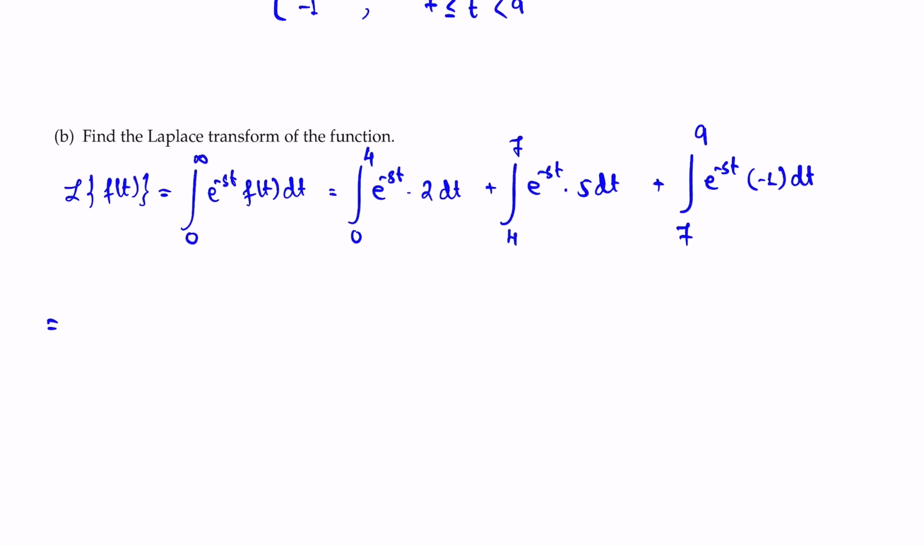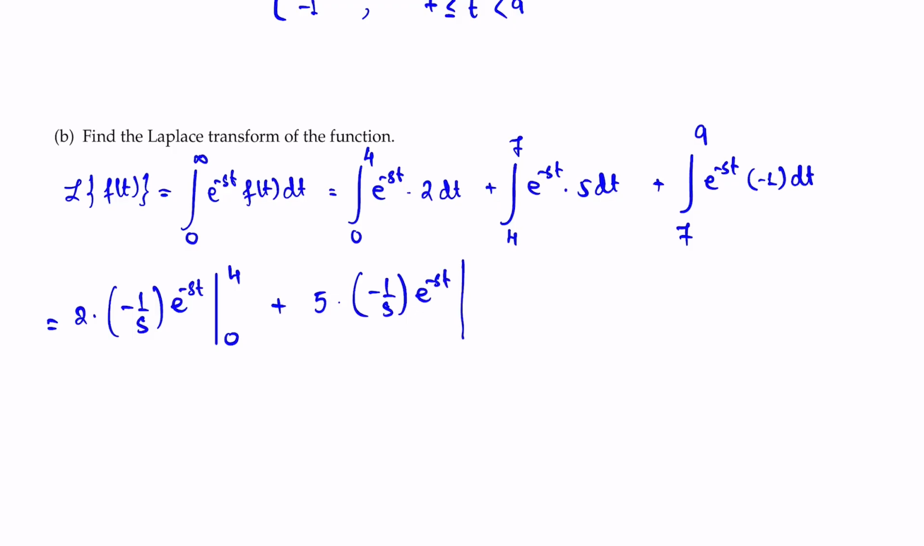For the first integral, you have 2 times negative 1 over s times e to the negative st, evaluated at 0 and 4. So negative 1 over s comes from the antiderivative of e to the negative st. Plus 5 times negative 1 over s times e to the negative st, evaluated at 4 and 7.